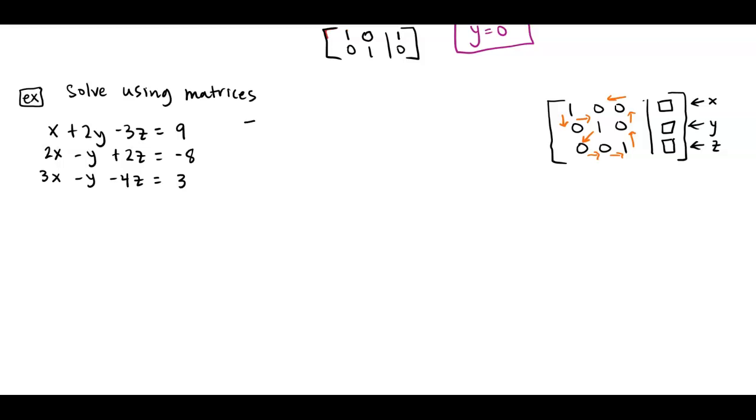Okay, so matrix form on this would be 1, 2, negative 3, and then 9 on the other side. 2, negative 1, 2, and negative 8. 3, negative 1, negative 4, and 3.